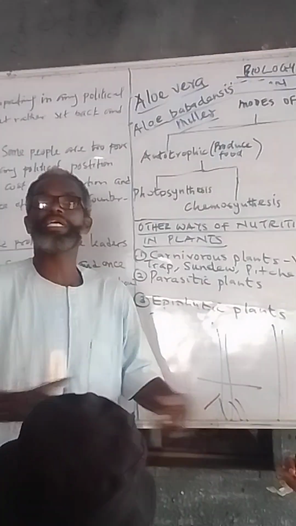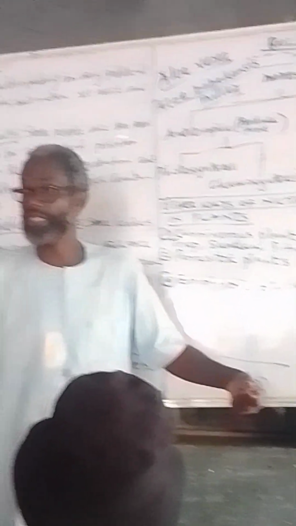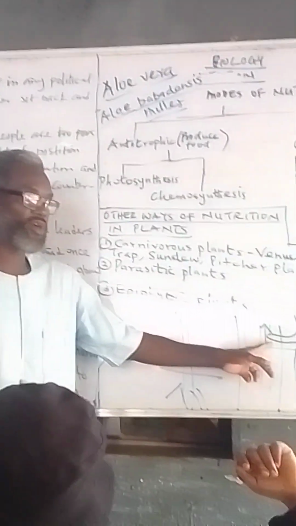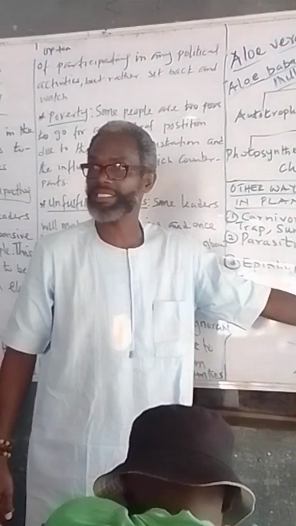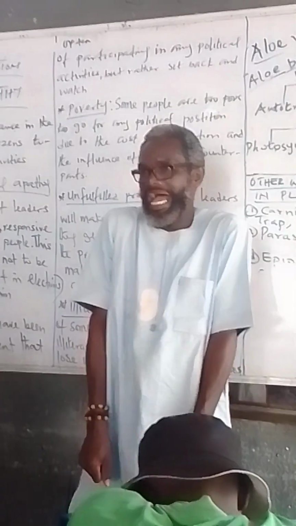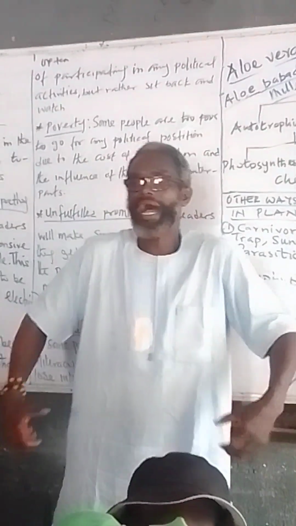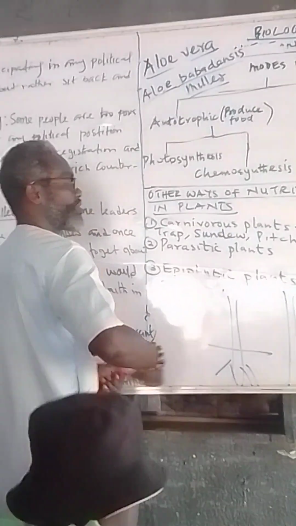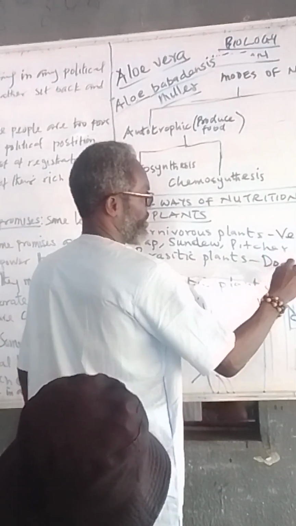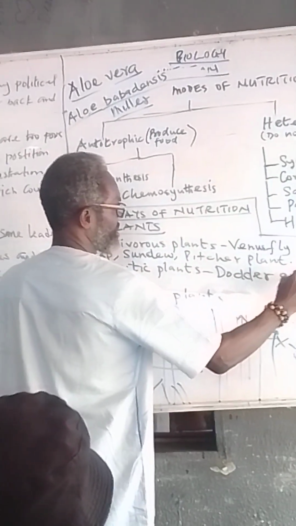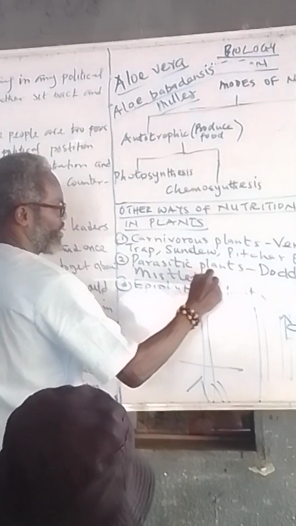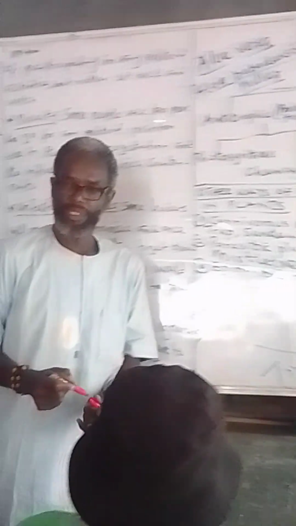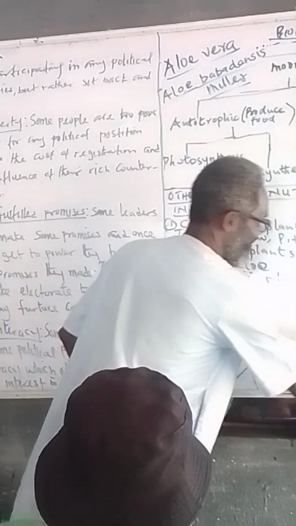It's the same way the tapeworm is doing in us. They will suck from this plant, and the plant will grow thinner while they will grow bigger and survive. Example is Dodder. Dodder and what? Mistletoe. Dodder and the mistletoe. Then epiphytes, epiphytic plants.